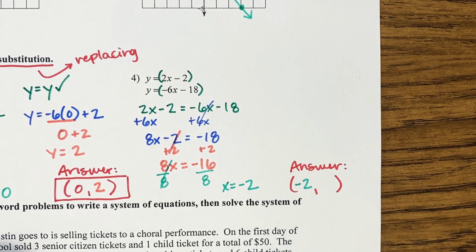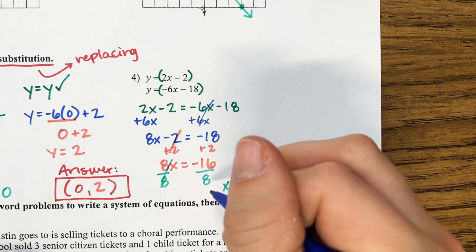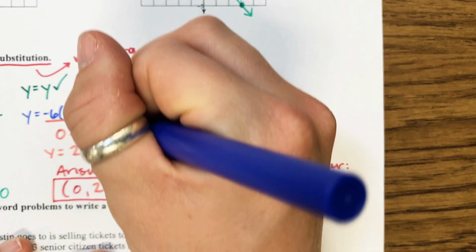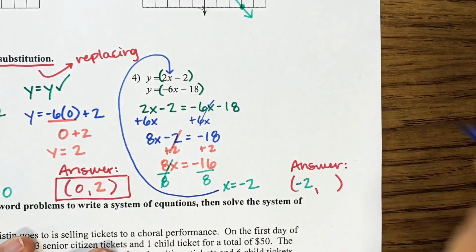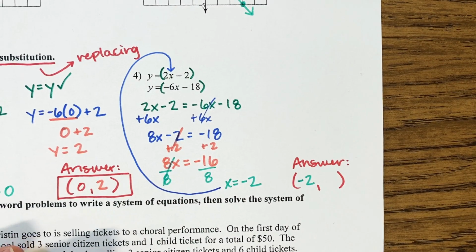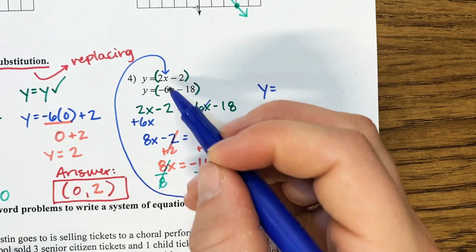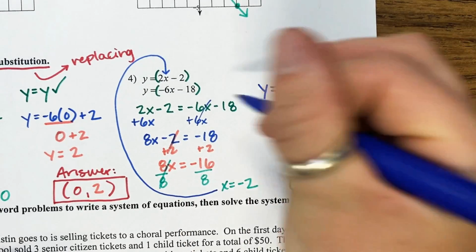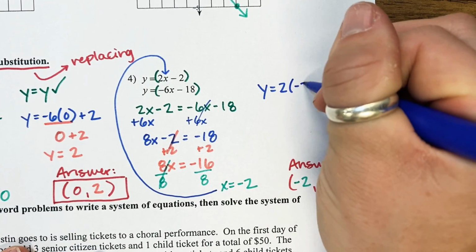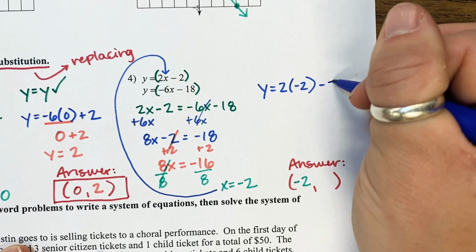X equals negative 2. Okay, so now we're going to take this negative 2 and we're going to plug it in. This time I want to do it to the top. It doesn't matter which one you choose to replace it. Okay, so I'm going to take this whole equation. So now y equals 2. That was already there. And instead of the x, it's now being multiplied to negative 2 minus 2.